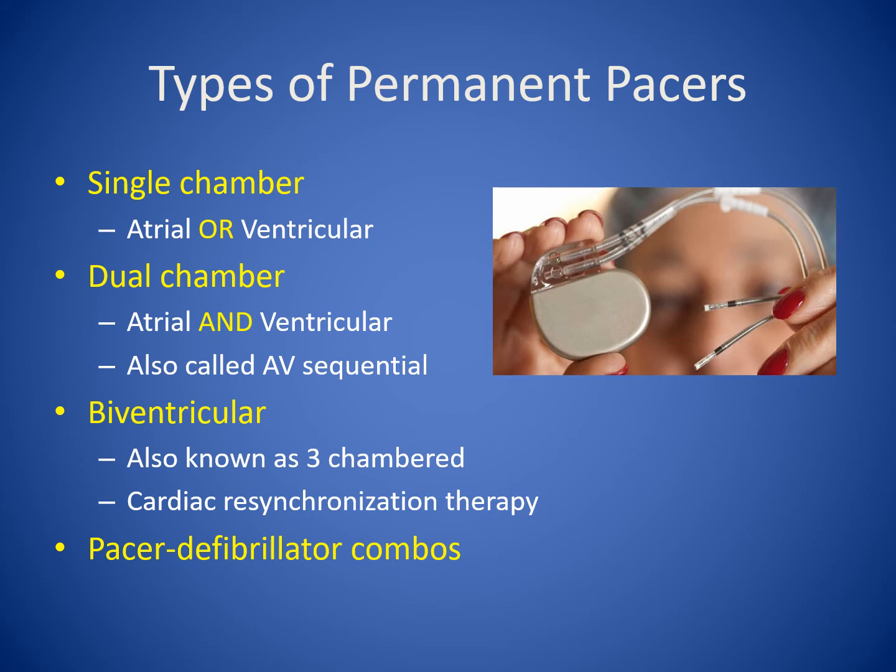Then you have a biventricular. Biventricular pacers, lead is in the atria and each ventricle. These are used to synchronize the contraction of the ventricles, which in a heart failure may be asynchronous due to enlargement of the ventricles. So it can be used for patients who have a severe cardiomyopathy or left ventricular hypertrophy. Oftentimes you may even see pacer defibrillator combos, where not only do they have a pacer, but they also have an AICD, which is an automatic internal defibrillator.